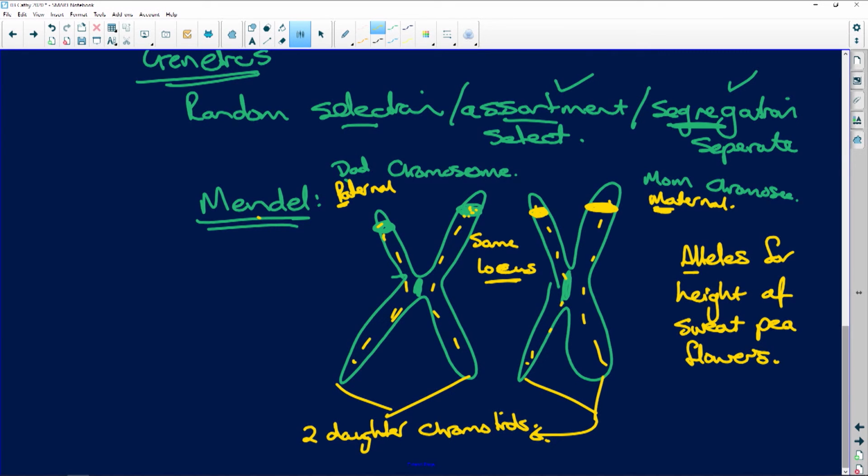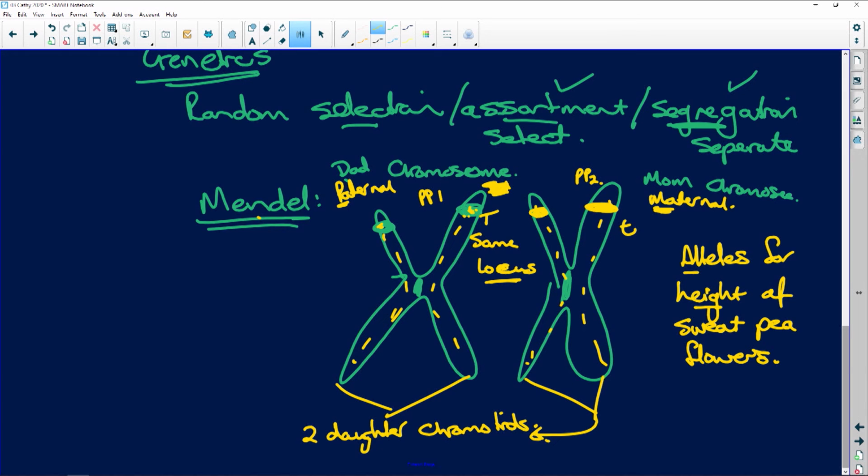So there's the allele from the dad. And there's the allele for, no, we're not going to go dad. We're going to go, this will be pea plant 1, and this is pea plant 2. Okay, so we're talking about the height. So let's say this one here is for tall, and this one will be for short.